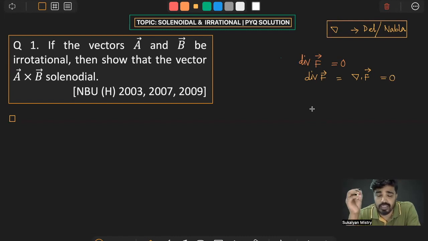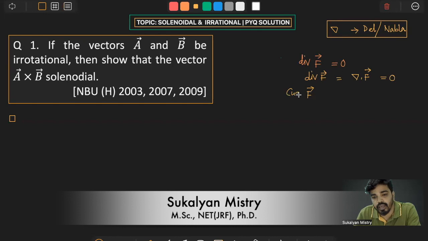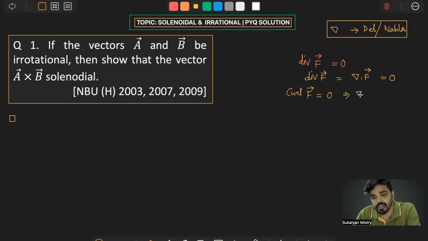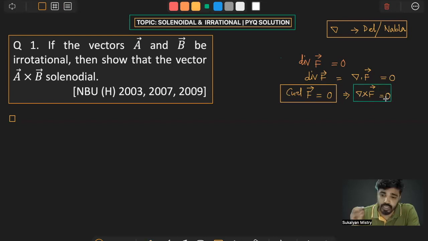And what is irrotational? A vector function F is said to be irrotational if curl F is equal to 0. Curl F is del cross F. So if del cross F is equal to 0, then we conclude that the vector F is irrotational.